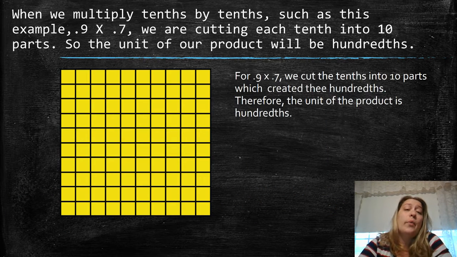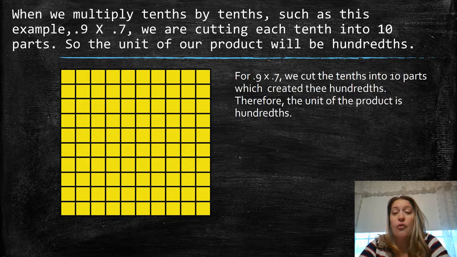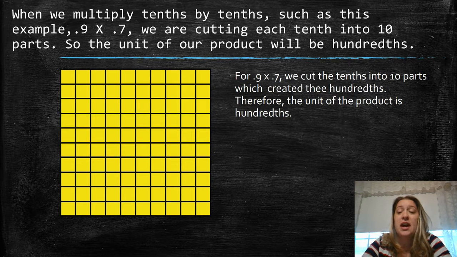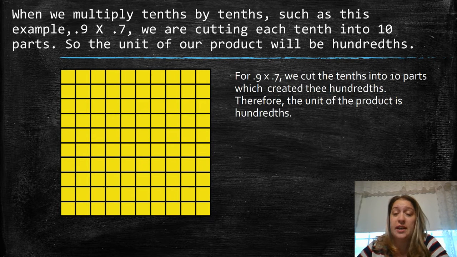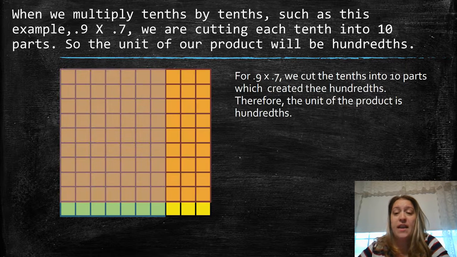Same thing. When we multiply tenths by tenths, such as this example, which is 9/10 times 7/10, we are cutting each tenth into 10 parts. So the unit of our product will be hundredths. For 9/10 times 7/10, we cut the tenths into 10 parts, which created the hundredths. Remember? Therefore, the product is hundredths.